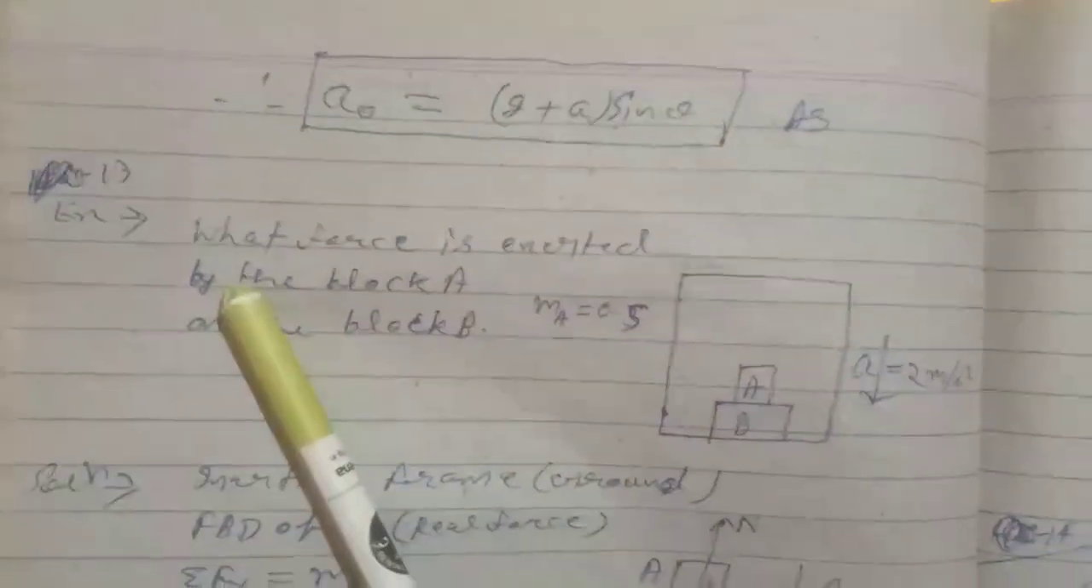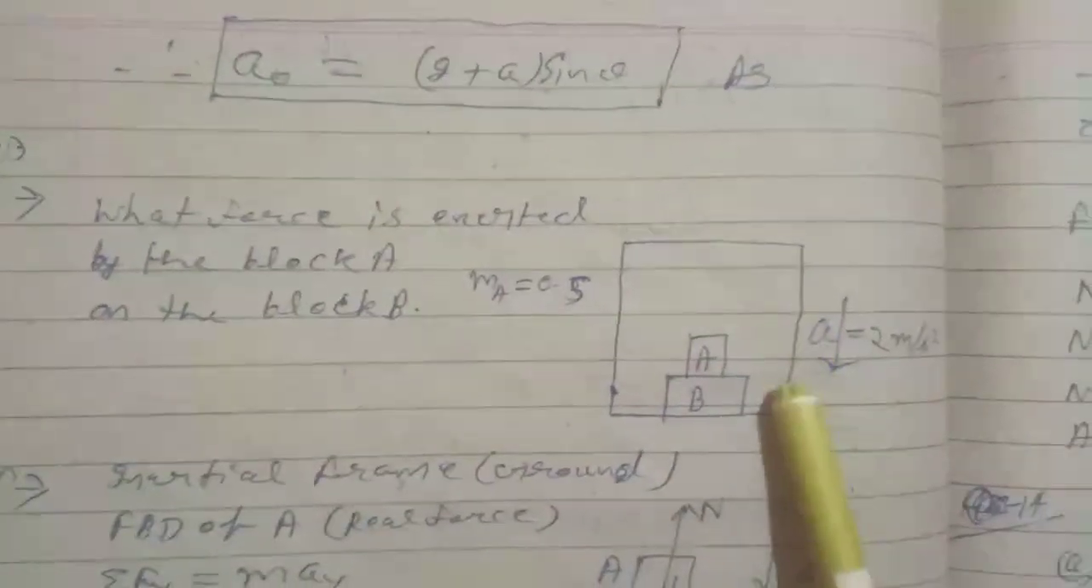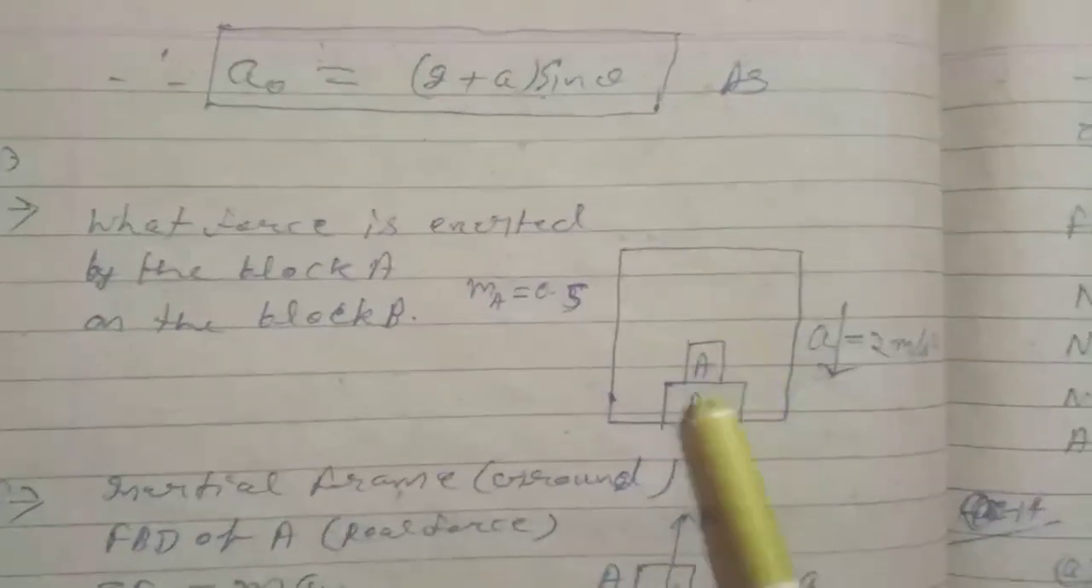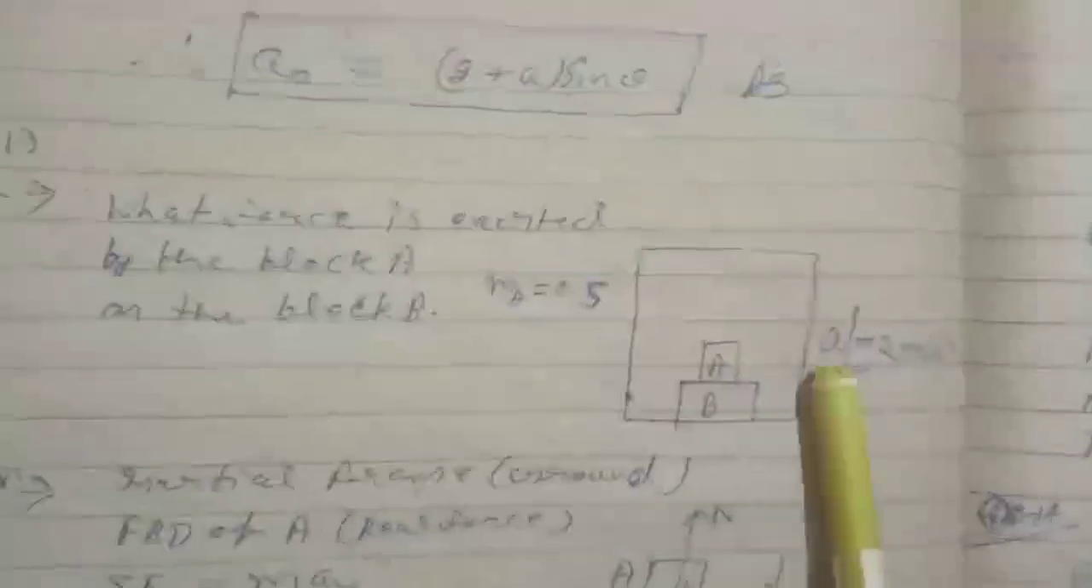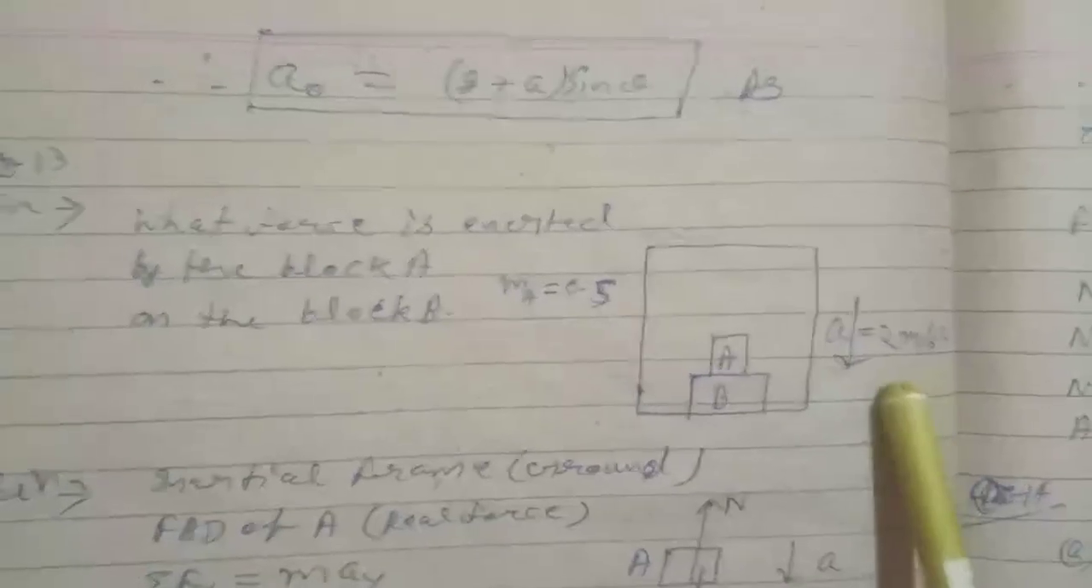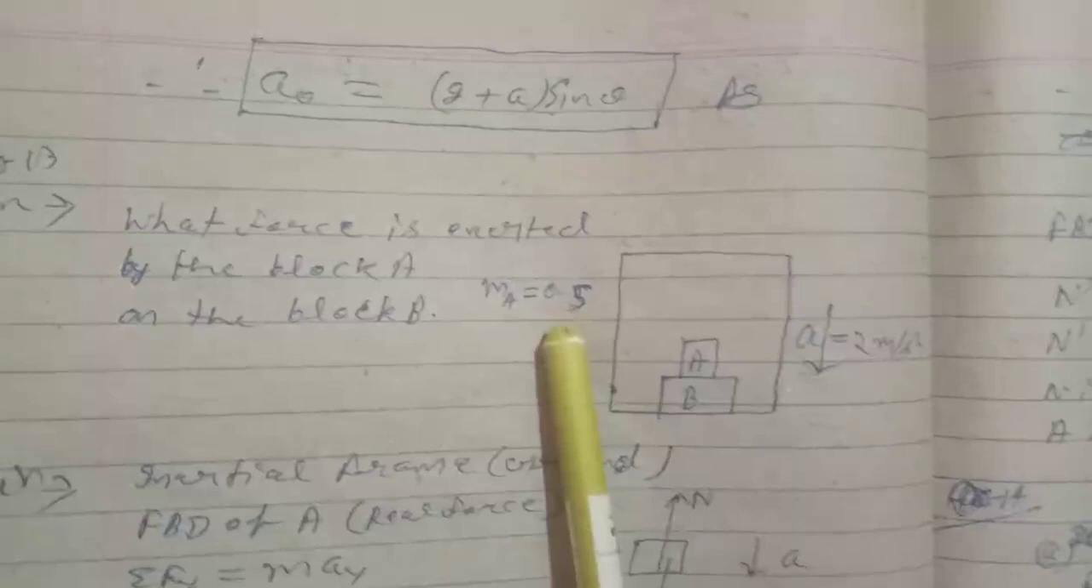Next, what force is exerted by the block A on the block B? Two blocks are placed in the lift and lift is going in downward direction with acceleration a as shown in the figure. Mass of A is given 0.5.